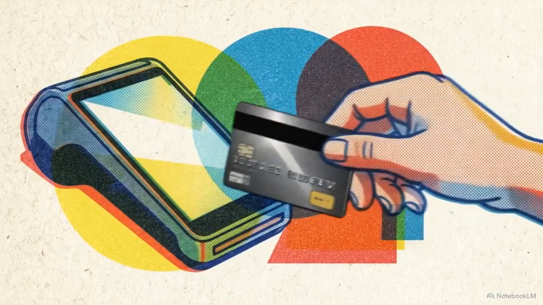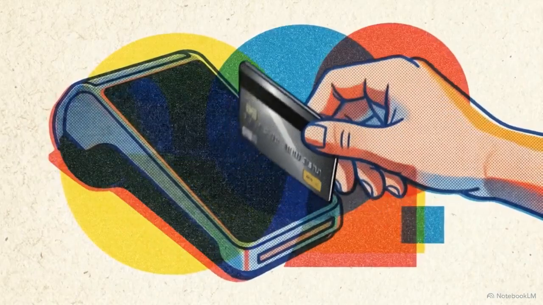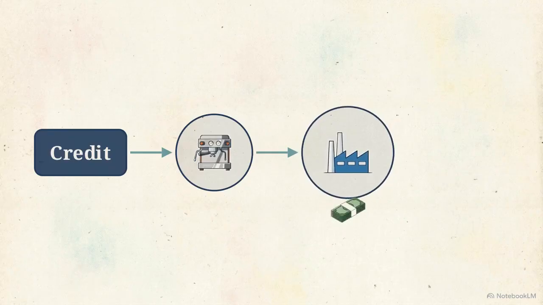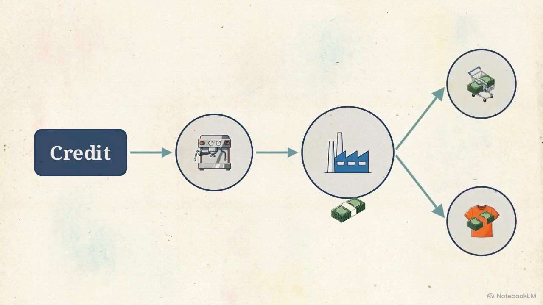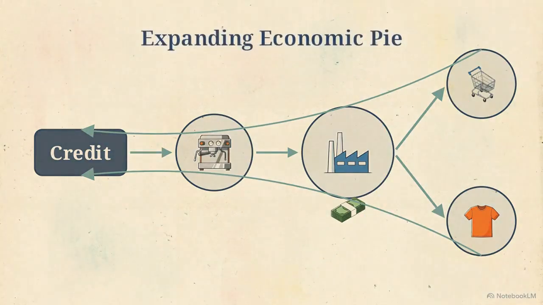As soon as the loan is approved, the owner executes a large transaction to buy the new machine. This purchase ripples through the system. Credit pays for the machine, forcing the factory to increase production and worker incomes. These workers then buy groceries and clothing. This single loan triggers a chain reaction of spending, expanding the entire economic pie.